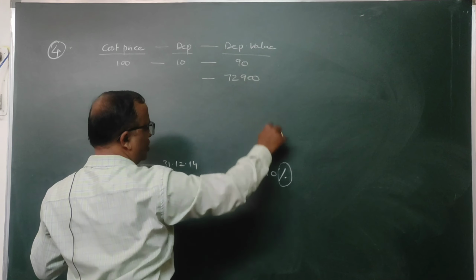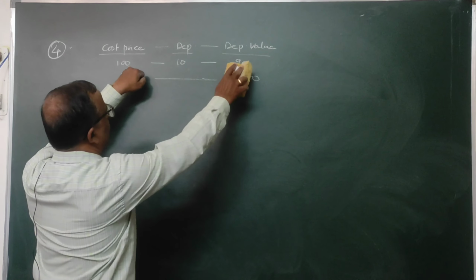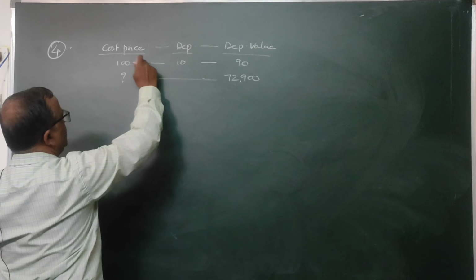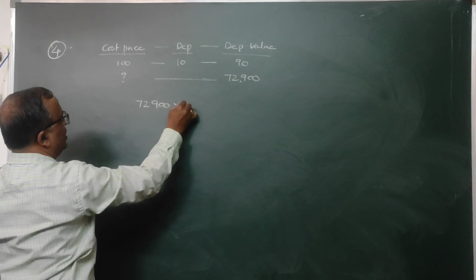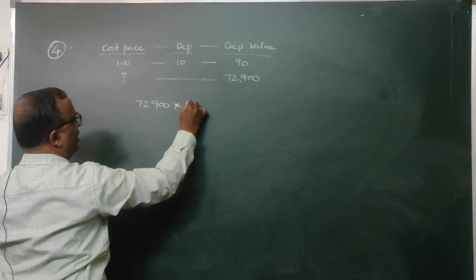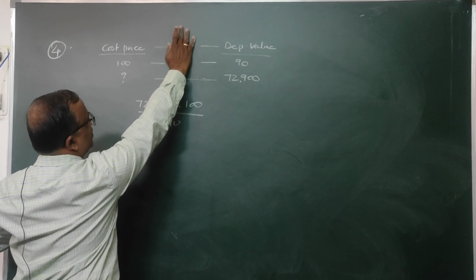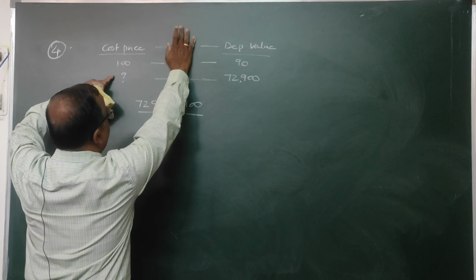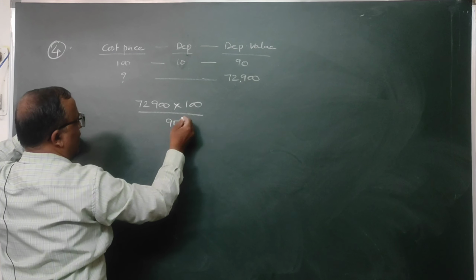So simply put an equation like this, put a question mark here. For the time being, forget the other part. If this is 100, this is 90. If this is this much, how much is this amount? It is nothing but cross multiplication you should do. Cost price is 100. Depreciated value is 90. Depreciated value is 72,900. How much is the cost price? 72,900 into 100 divided by 90. Calculate it. You will know it.